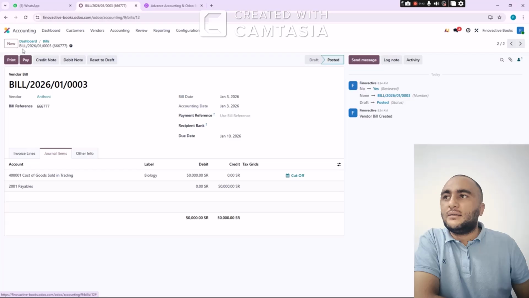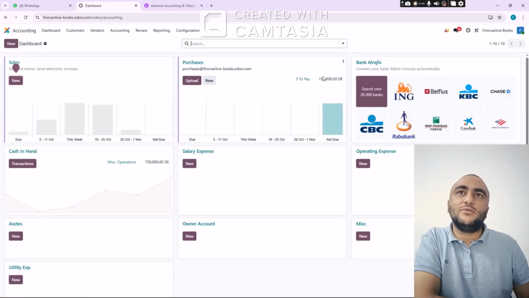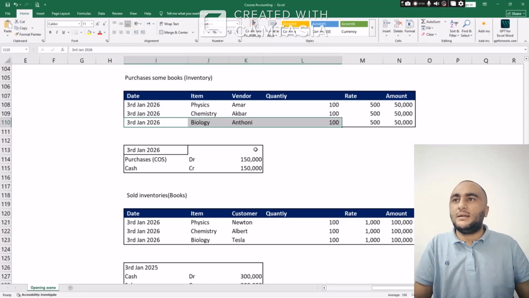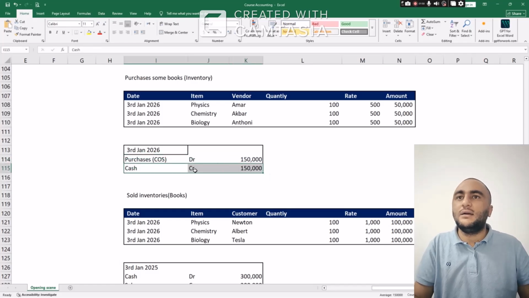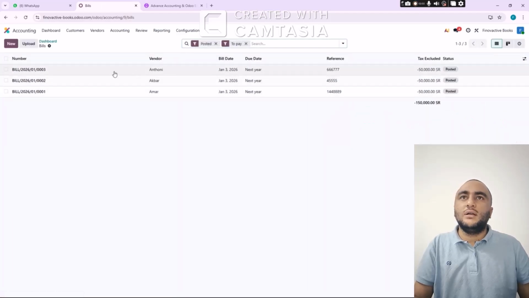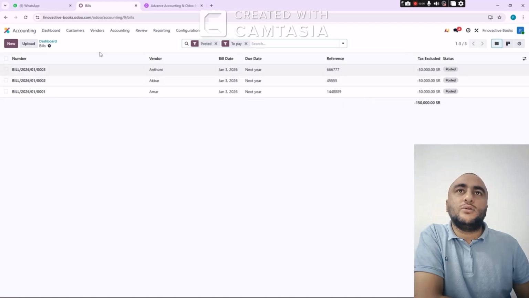As I say, the entry Odoo is making automatically. So you can say 3 to pay and 150,000, same like we have done here, 150,000. The purchases is debited, and here cash is not credited, payable is credited, which we will deal later. For now, you are able to make vendor bills in Odoo.